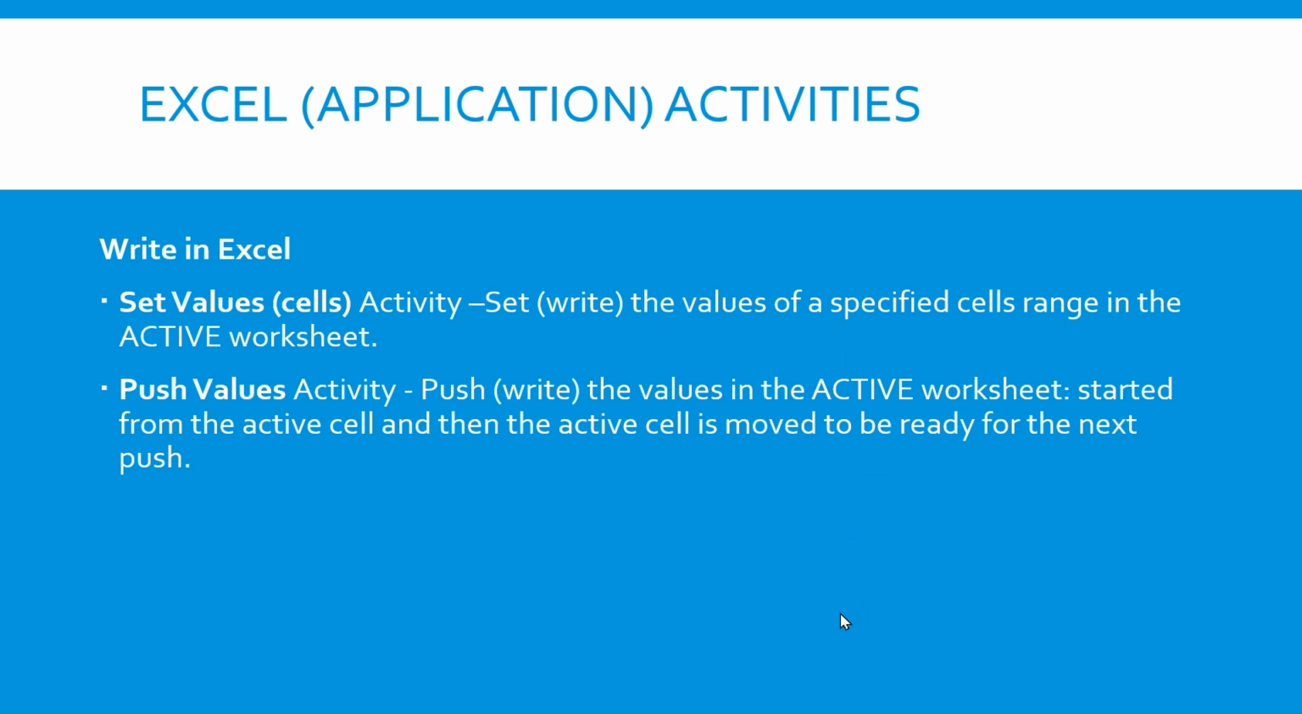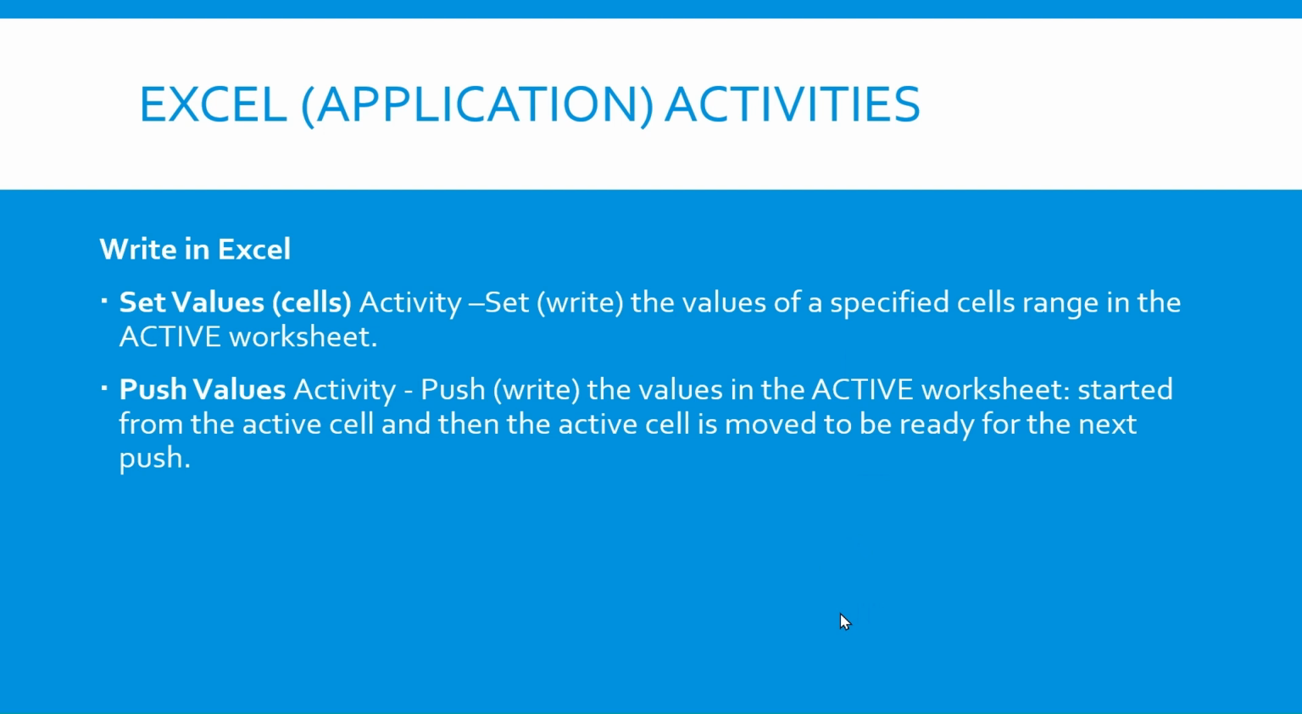Hi everyone. In this video, we will see how to write values inside an Excel file using Excel application activities. For performing this operation, we can use two activities: the Set Values Cells activity and the Push Values activity. Set Values Cells activity sets the values of a specified cell range in the active worksheet. Push Values activity pushes the values in the active worksheet starting from the active cell, and then the active cell is moved to be ready for the next push.